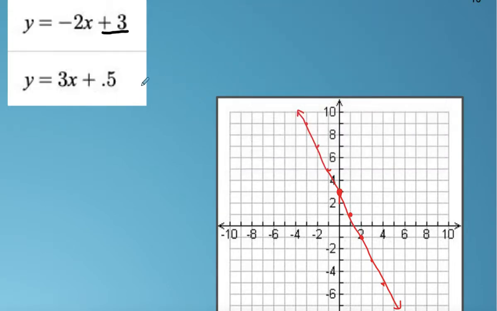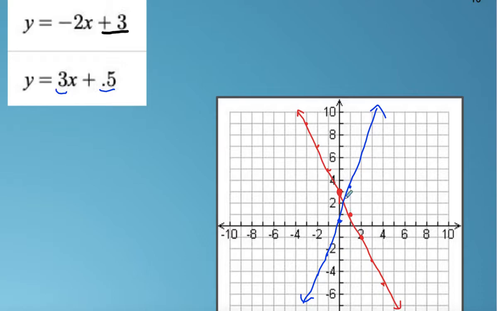Second one we'll do in blue. This has a y-intercept of 0.5. That makes it a little bit more challenging. So 0.5 would be right there. And now our slope is 3, meaning I have to go up 3 from here. So up 1, 2, 3 over 1. And then I can go down and backwards 3. So 1, 2, 3 over 1. So our line looks something like this.